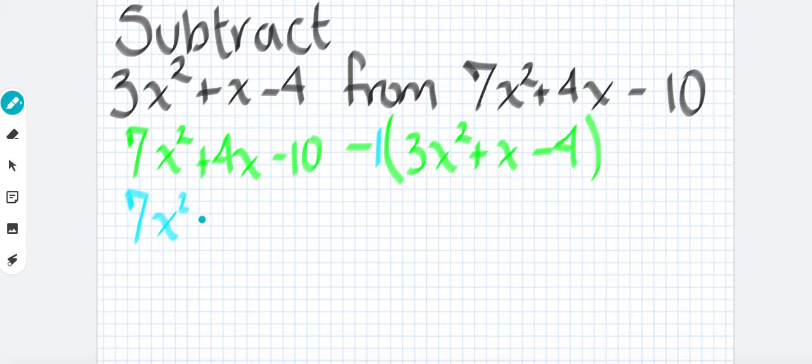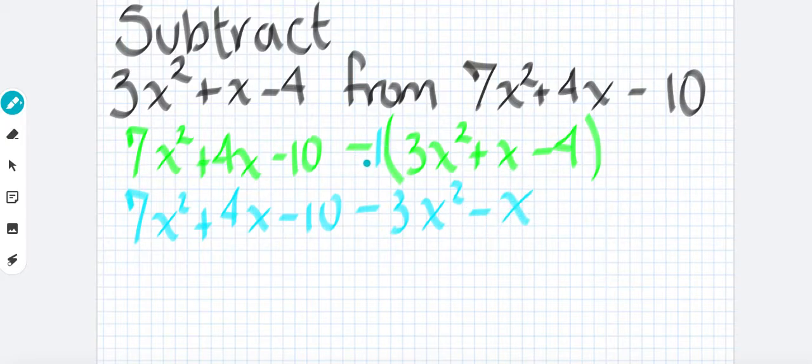7x squared plus 4x minus 10. And now negative 1 times 3x squared, it's going to be negative 3x squared. Negative 1 times x, now it's going to be negative x. Negative 1 times negative 4, it's going to be positive 4, right?